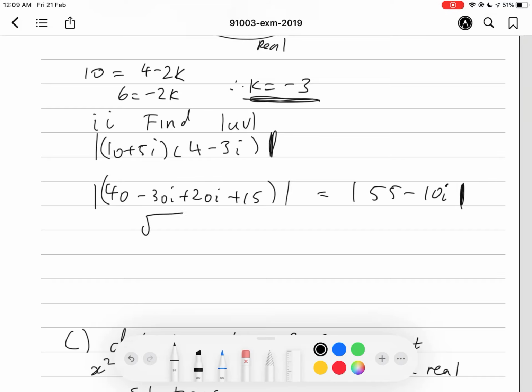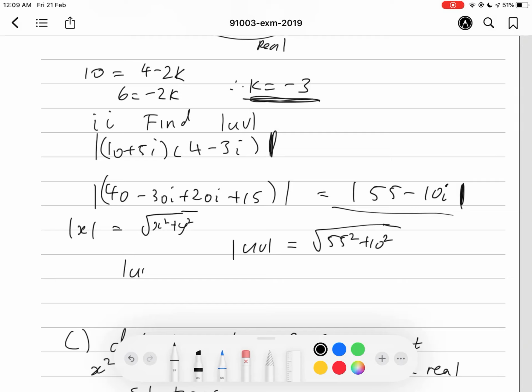So for example, modulus of x plus yi would be equal to square root of x squared plus y squared. So in this case, the modulus of uv would be equal to square root of 55 squared plus 10 squared, because negative 10 squared is just equal to positive 10 squared. So this is equal to square root of 3125.